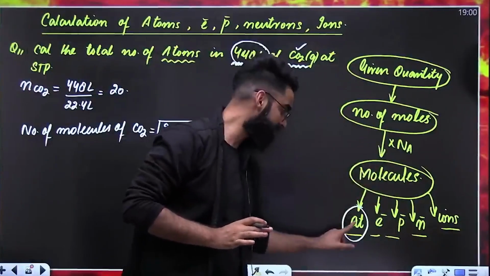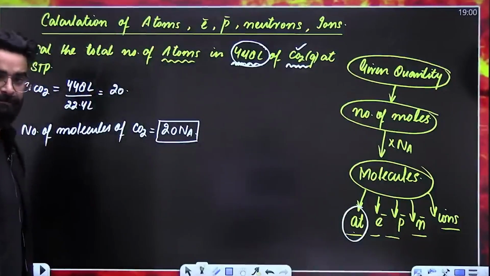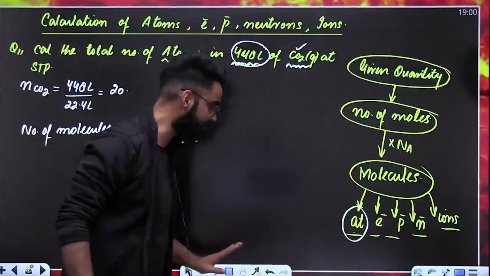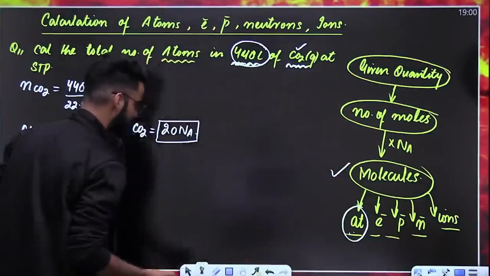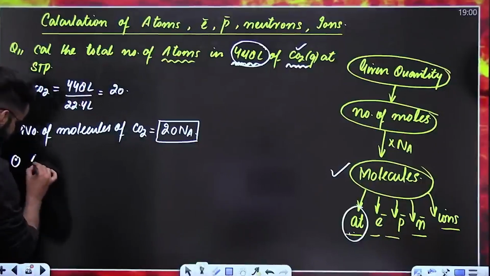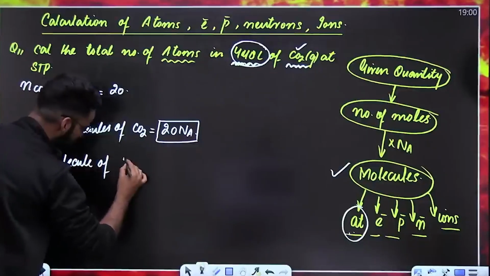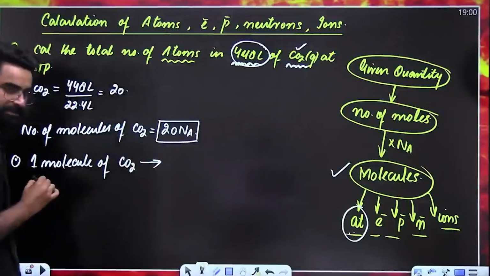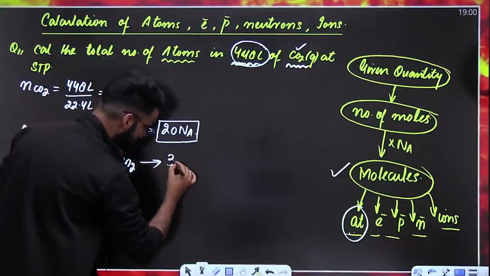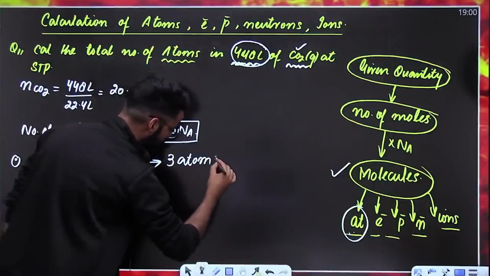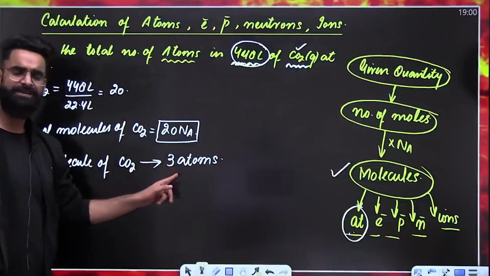After calculating the molecules, now you can calculate the atoms. How are you going to convert molecules into atoms? Since we have done the question till here, now we have to calculate atoms. Can I simply say one molecule of carbon dioxide contains how many atoms? 2 plus 1, 3 atoms, right? One molecule of carbon dioxide contains 3 atoms.